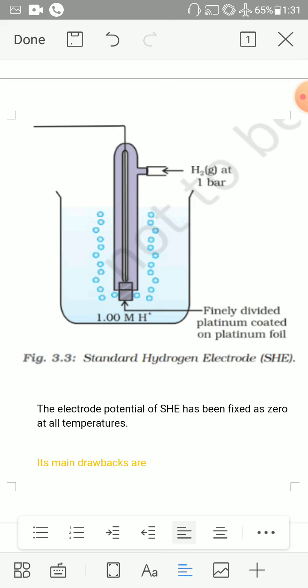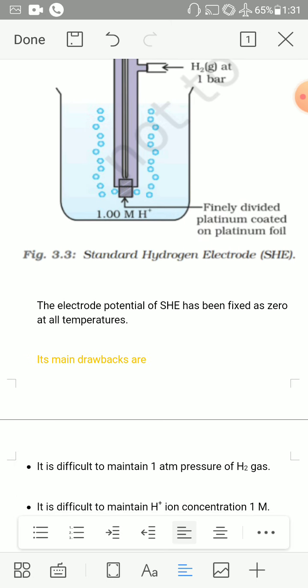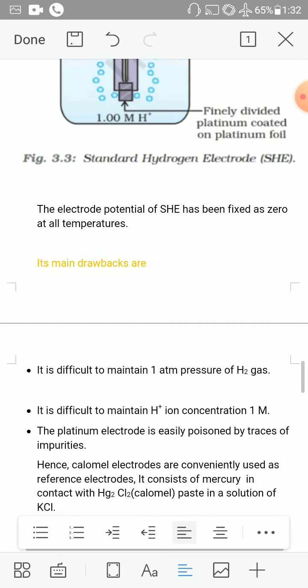The electrode potential of the standard hydrogen electrode has been fixed, and the value is always zero at all temperatures. You have to remember the standard electrode potential of the standard hydrogen electrode: it is zero at all temperatures.